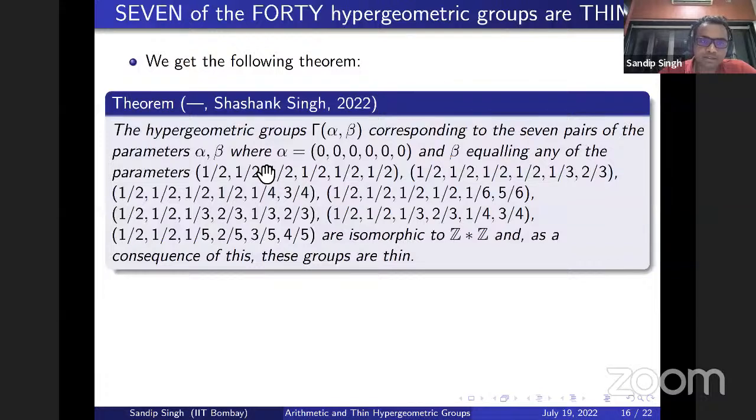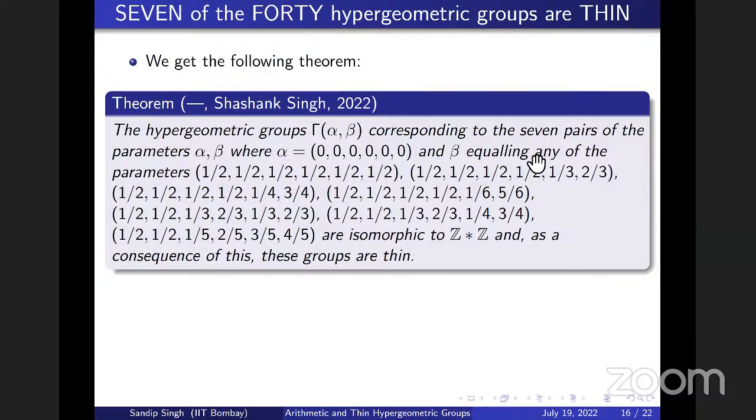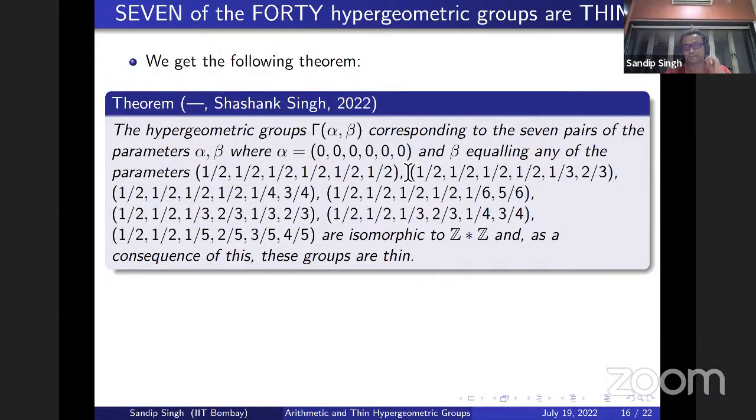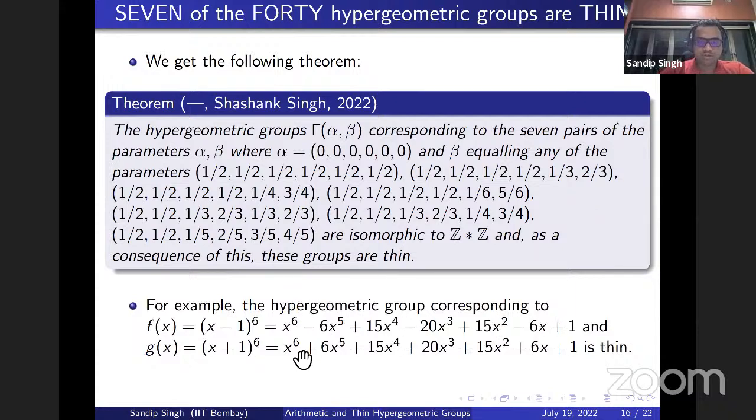I have written this theorem in the form of the parameters. Alpha is 0, 0 means f is (x minus 1) to the power 6, corresponding to the first parameter, and g is (x plus 1) to the power 6. These are just the representatives of the roots, primitive roots of that particular degree. Here, for example, this is (x plus 1) to the power 4 times (x square plus x plus 1). So for example, the hypergeometric group corresponding to these two, where f is (x minus 1) to the power 6 and (x plus 1) to the power 6, is thin.